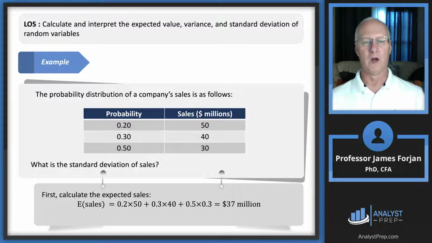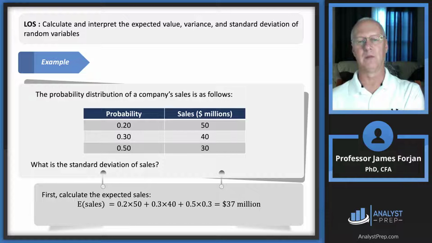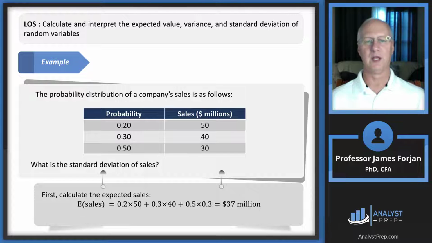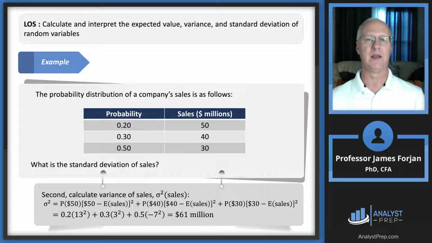So what is the standard deviation of sales? And this is kind of a trick question because before you can compute the standard deviation of sales, you have to compute the expected value of those sales. So all we're going to do is multiply column 1 by column 2, right? 20 times 50, 30 times 40, 50 times 30, and we'll sum those. So that's a probability weighted average, and we get 37 million.